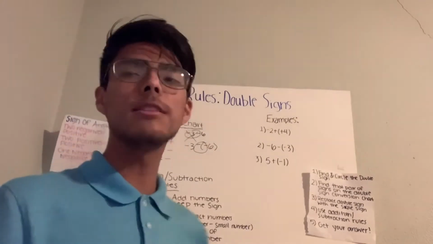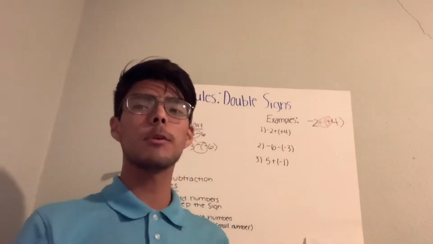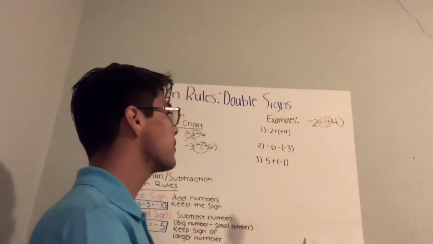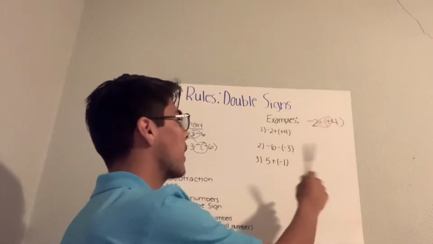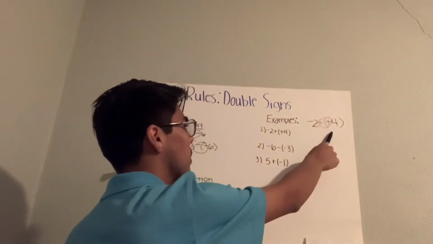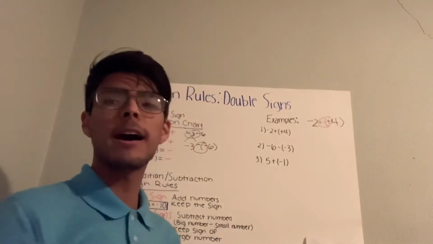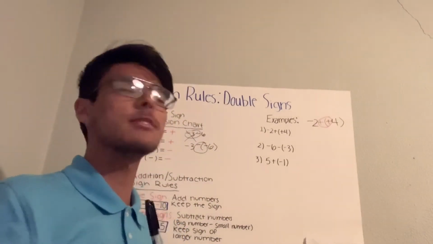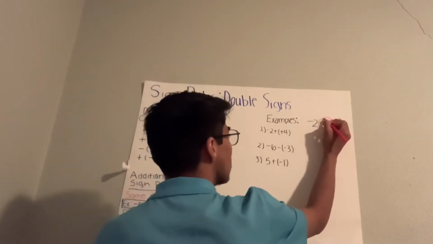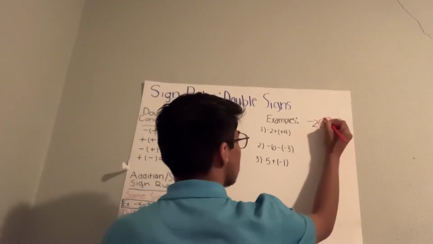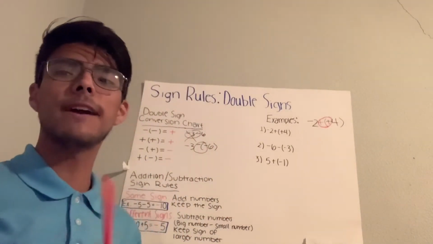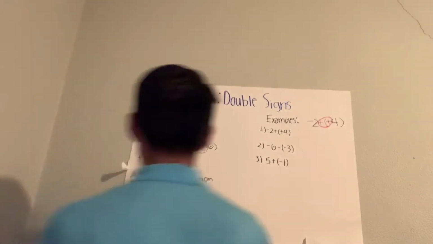So let's move on to the examples. Okay students, so let's work on example 1. So the first thing we need to do is write out the problem. So -2 plus +4. And then we need to find and circle the double sign. So here it is right here. These 2 positives. So the next step we need to do is find it on the double sign conversion chart.